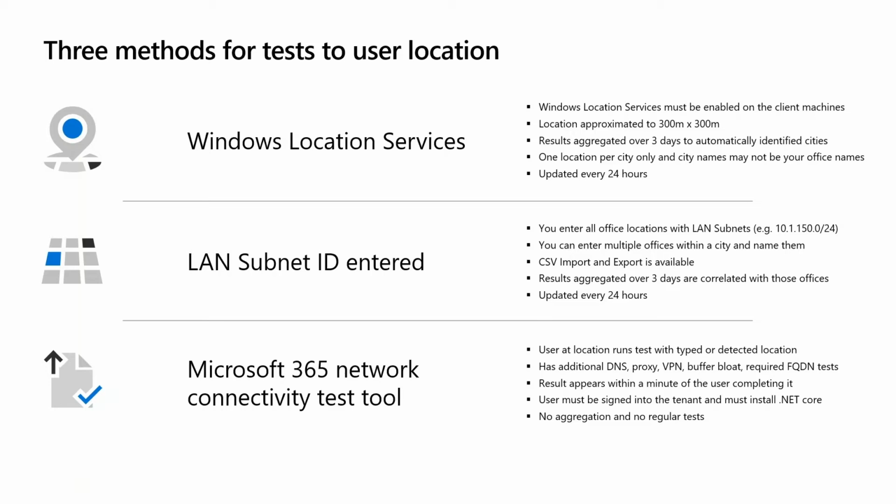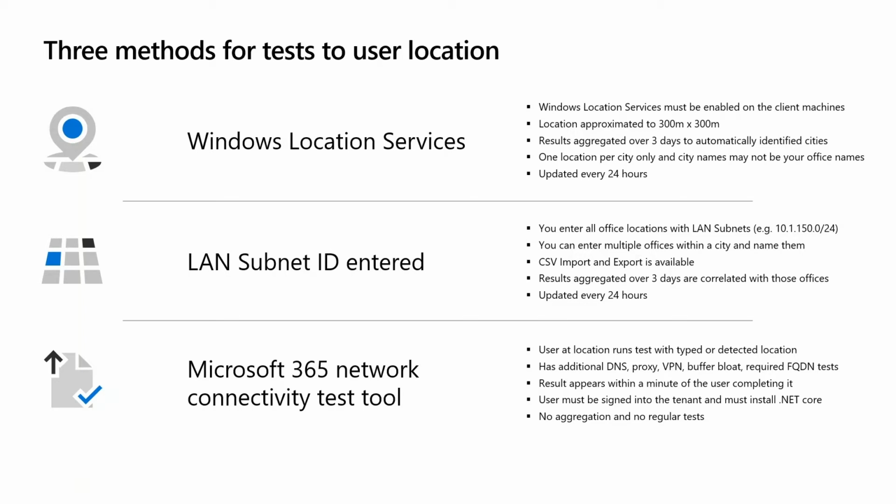Now, if you put that LAN subnet ID into our system and you identify the office location where it is, we can correlate the test results that come back with the LAN subnet ID information that's provided with those test results. And then you can be in control of how those offices are named, what the addresses are. You can have multiple in a city, and you don't have to turn on Windows Location Services for that. You can also, if you have this information already, import these with a CSV file.